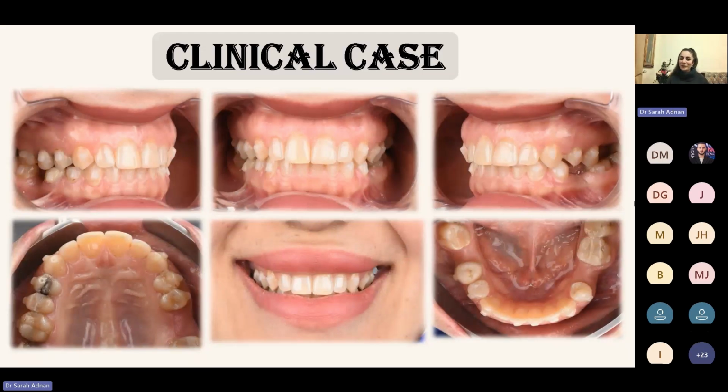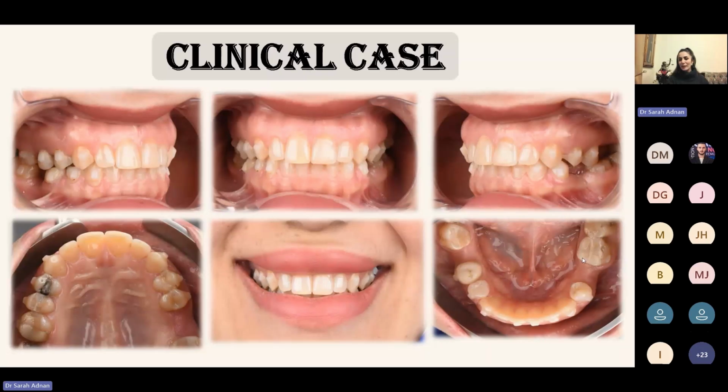But I asked for refinement because there's a small space between the first premolar and second premolar, and between the canine and the first premolar. I asked for them to close the space. Then after that, the patient will do the implant. And she was very happy with the treatment.